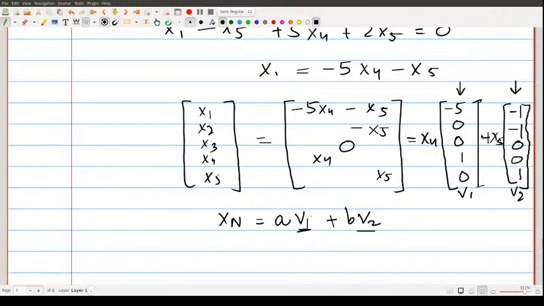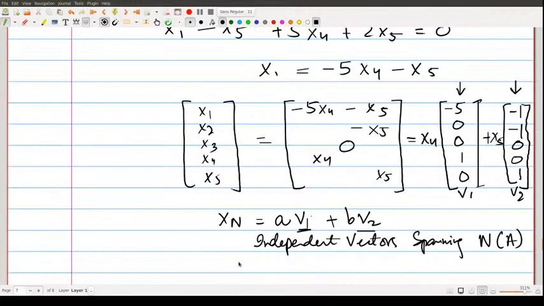I can see that these two are not dependent. This entry is 0, but this entry is not 0. That's the easiest way to check that two vectors are independent, at least in the case of two vectors. So I can see that these two are independent vectors spanning the null space of A, which means these two, v1 and v2, are a basis. These are independent vectors and they span the whole null space, and this is the basis for the null space of A, right?